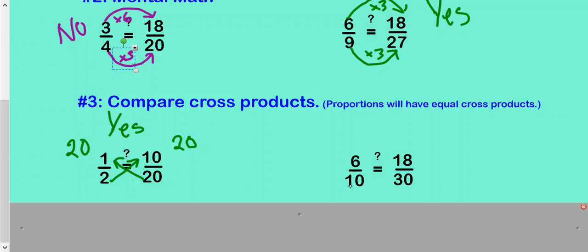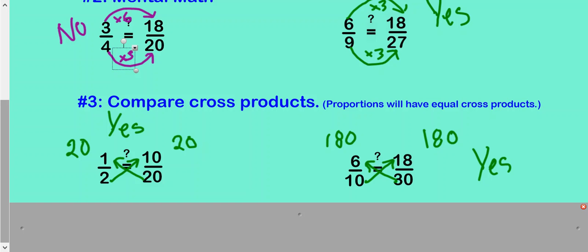In the second example, we have 10 times 18, and that would give us 180. And then we have 30 times 6, which also will give us 180. So yes, these two ratios do form a proportion. Okay, so cross products is a quick and easy way to see if we have two ratios that are equal, which form a proportion.